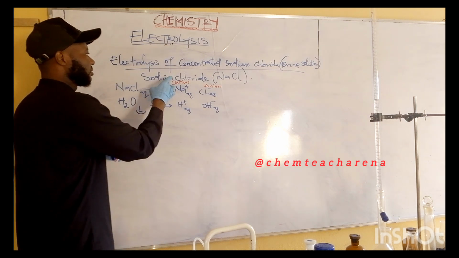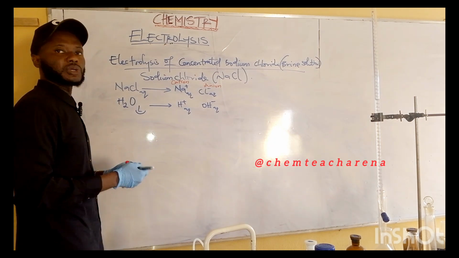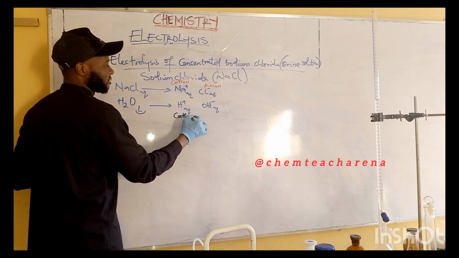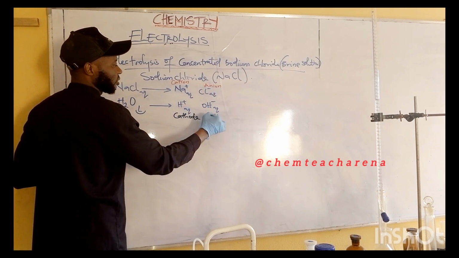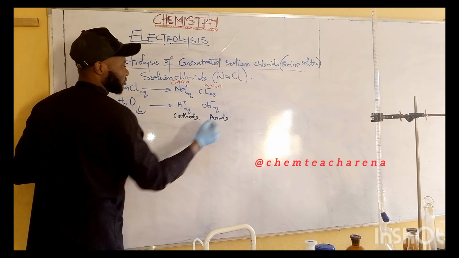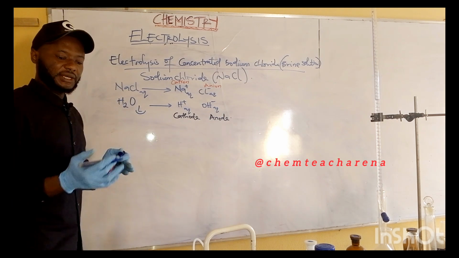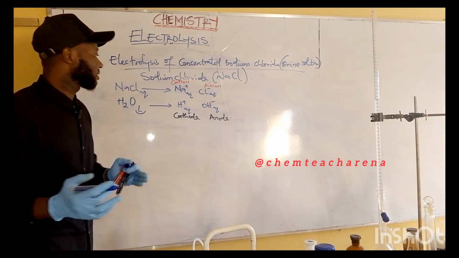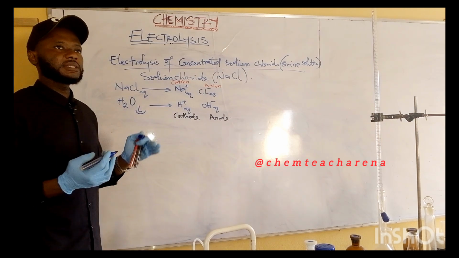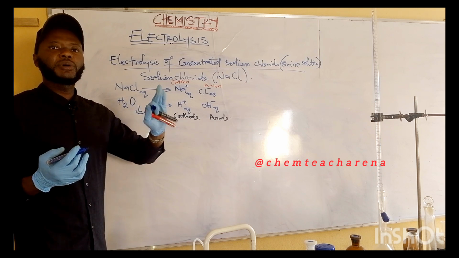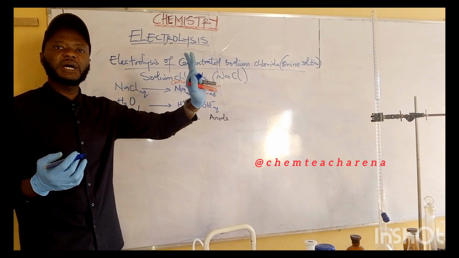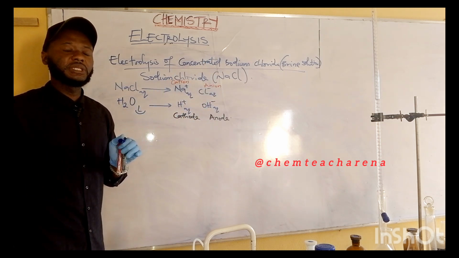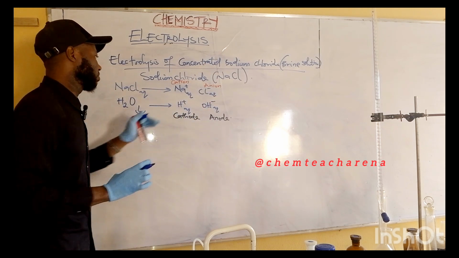So this cation will migrate to the cathode. Cation will migrate to what? To the cathode. Anion will migrate to what? To the anode. Now, during the electrolysis practical you just experienced, you saw that there were more bubbles on the anode side, which is the positive electrode, than in the cathode side. So let's see what happens here.